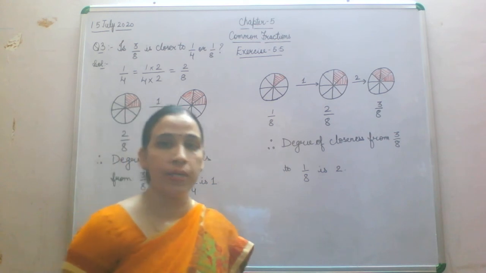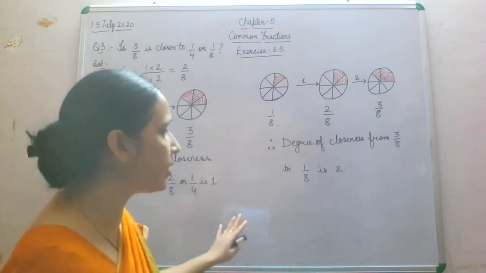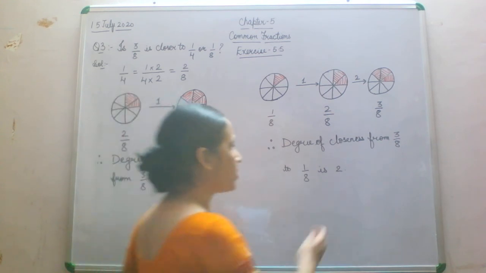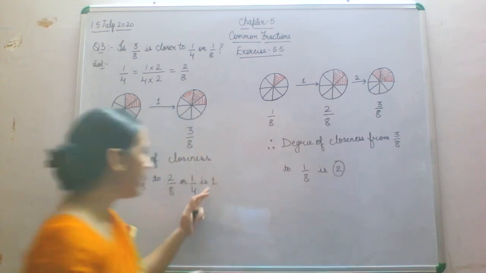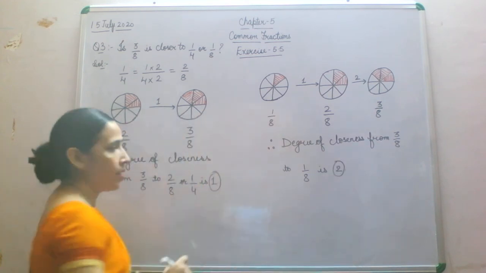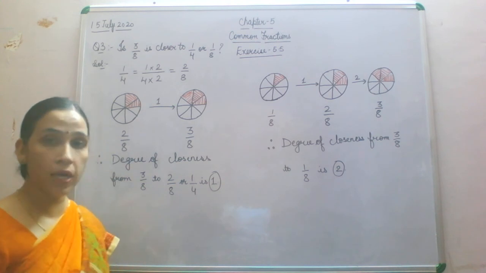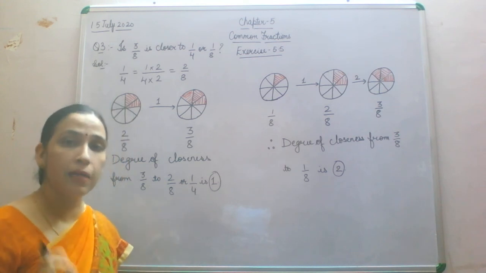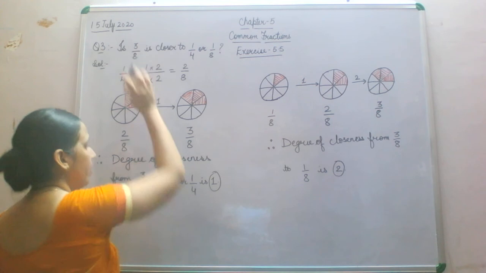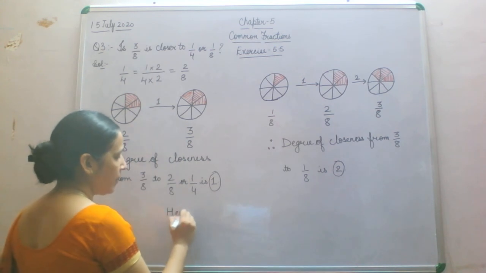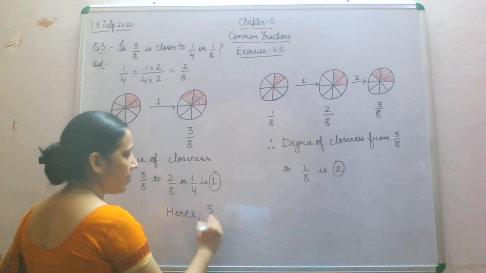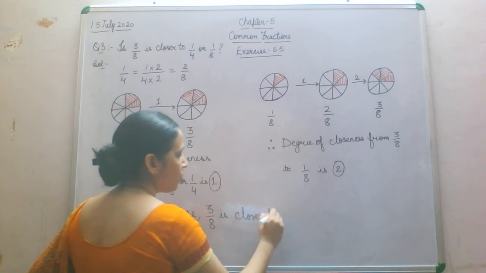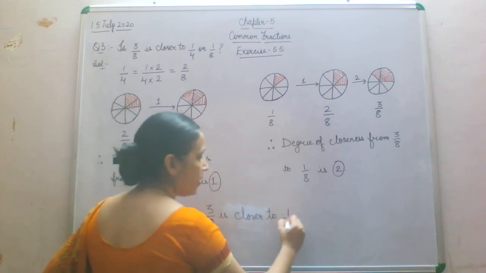Now what have you got? Here the degree of closeness is 2 and here the degree of closeness is 1. So what is the answer here? What I have told you just now: whichever degree of closeness is less, that fraction is closer to the given fraction. So you will write, hence, 3 by 8 is closer to 1 by 4.